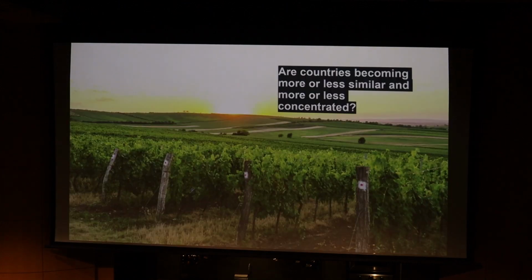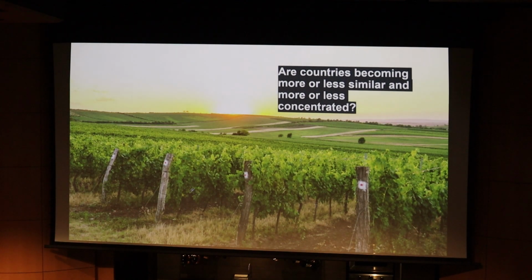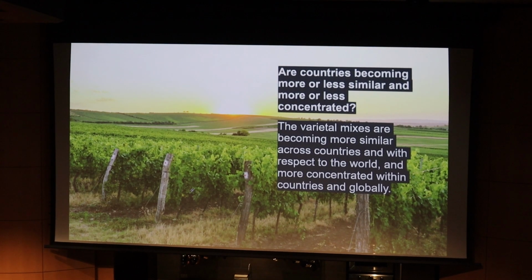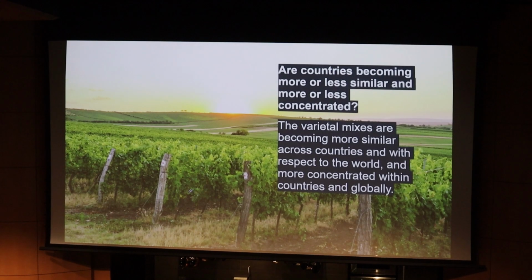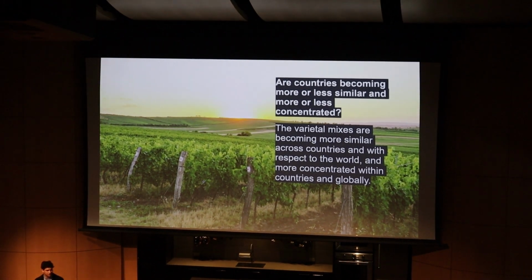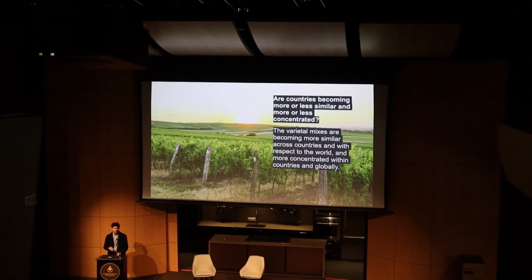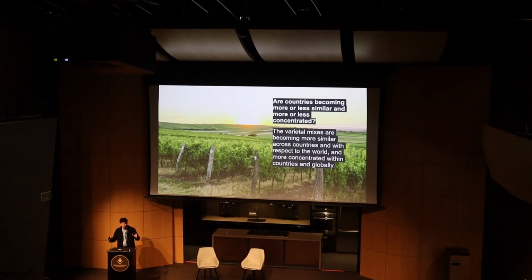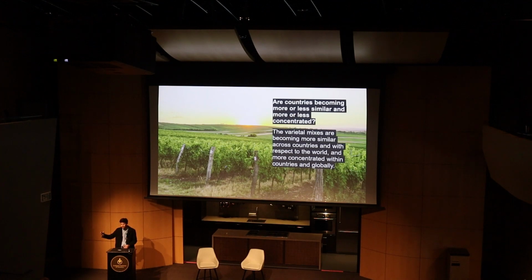We also use our indexes for answering this question: are countries becoming more or less similar in their varietal mixes and more or less concentrated? And what we can see based on our indexes is that the varietal mixes are becoming more similar across countries and with respect to the world, and more concentrated within countries and globally. So countries are becoming more similar between them and with respect to the world, and they're also becoming more concentrated.